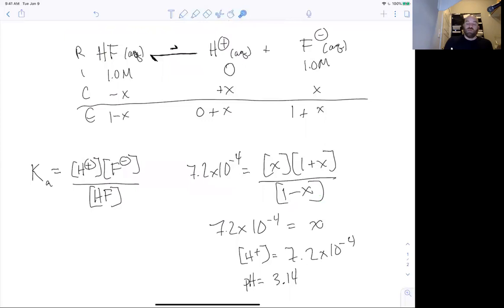This is especially true. It's true for small K values, which we have here, but it's especially true if I have a common ion. Since we know that having a common ion on this side is going to suppress the amount of HF that dissociates, I can say, well, if it's valid normally when K is small, if I have a common ion that's present, it's even more likely to be valid.